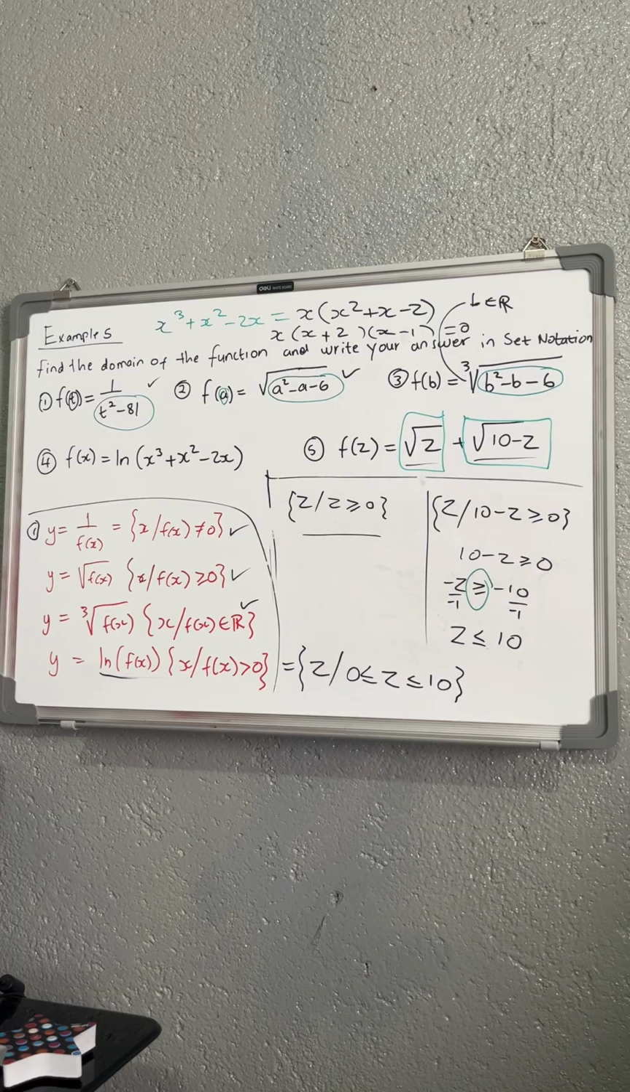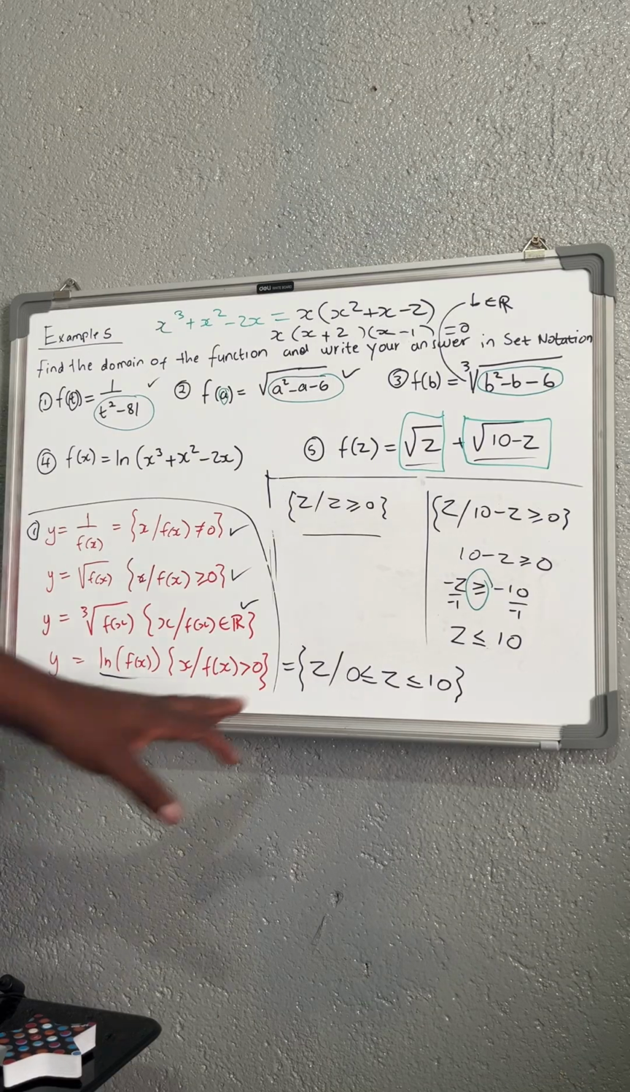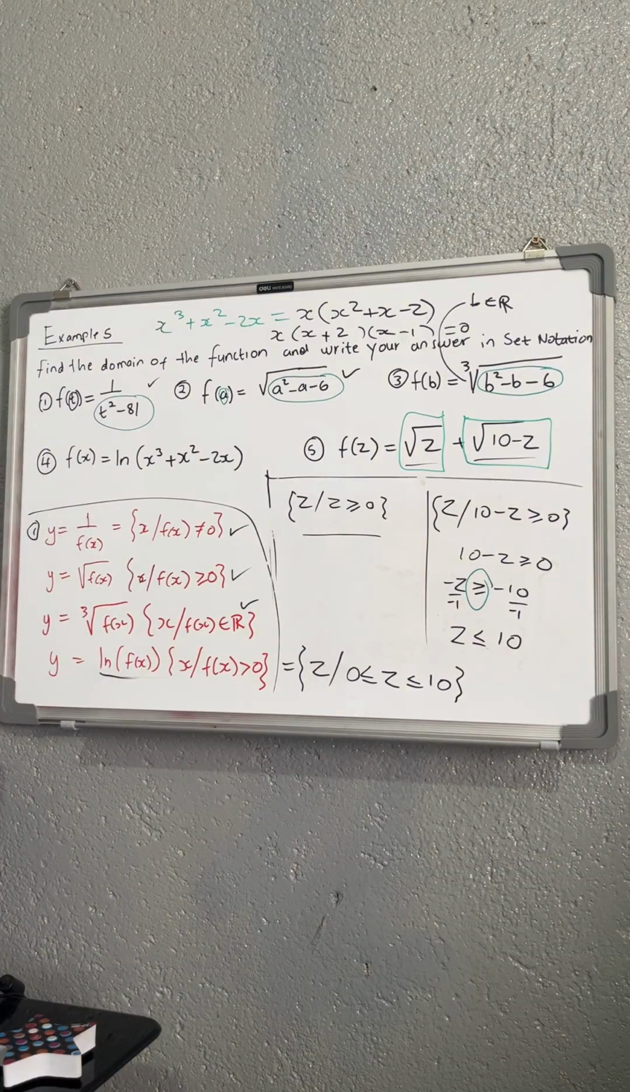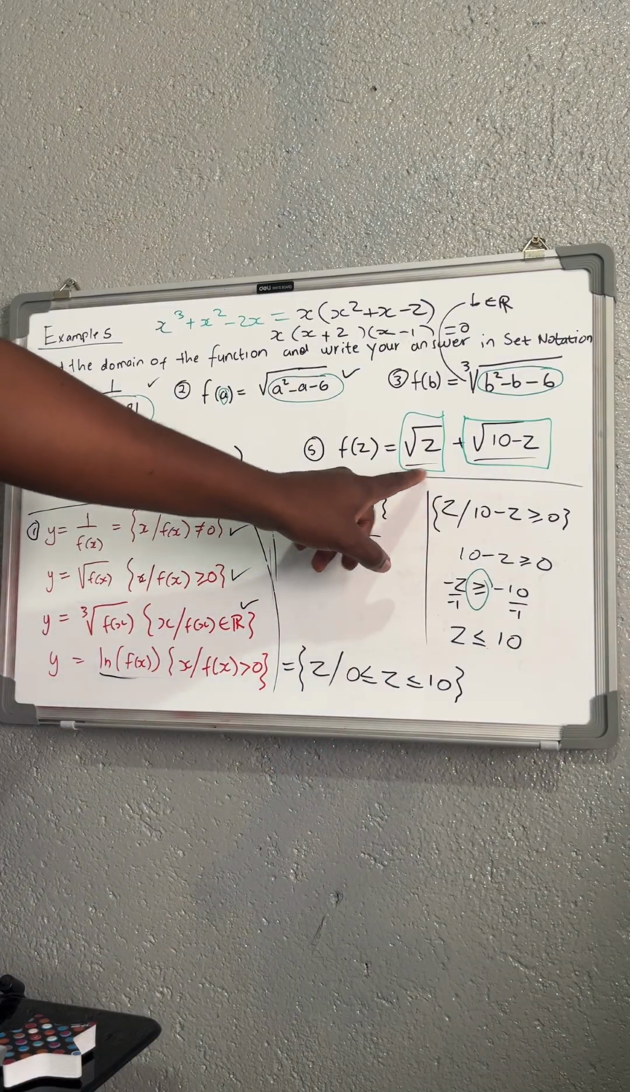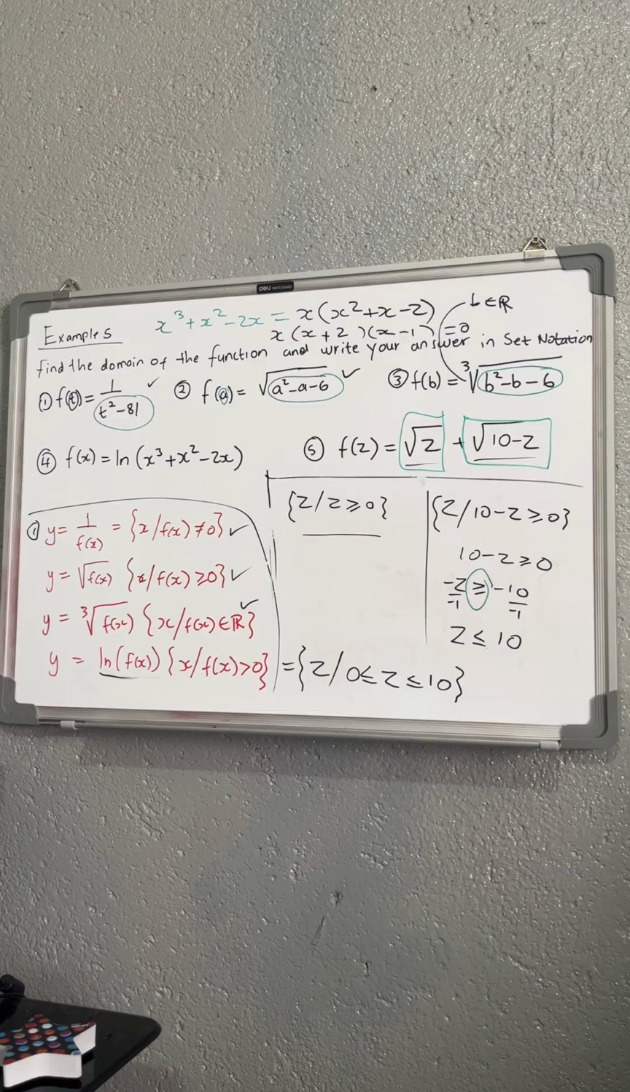If you were to confirm, you'll see that the answer you got does satisfy this part and also this part. So we always check in between. If it doesn't, then it means that's not part of the answer. So yeah, these are some of the questions that you're going to be asked on domain.